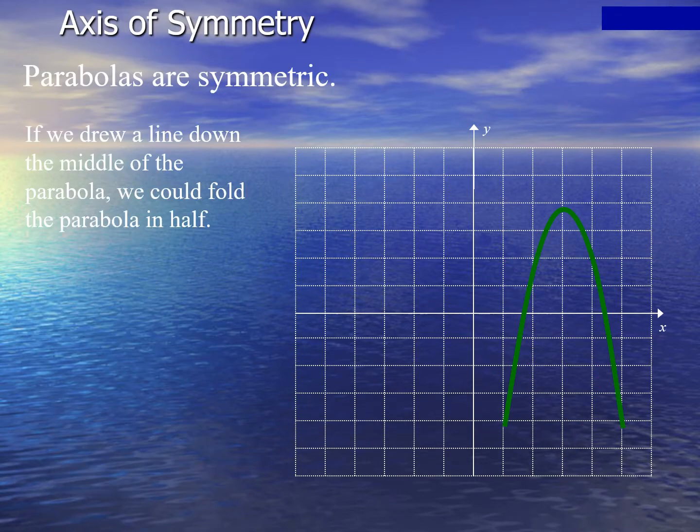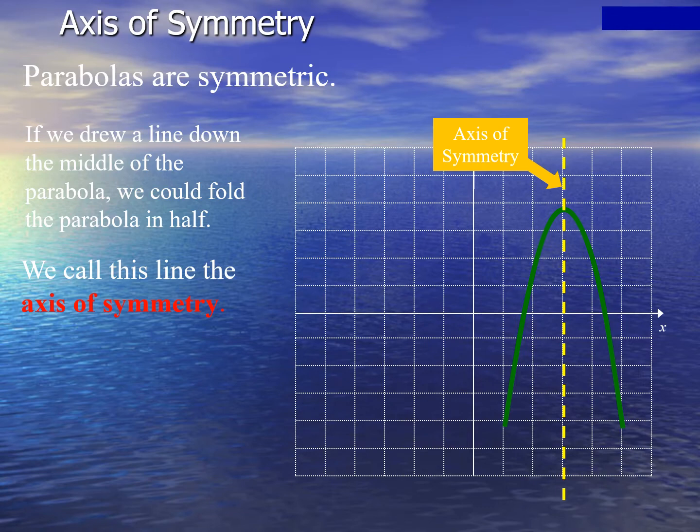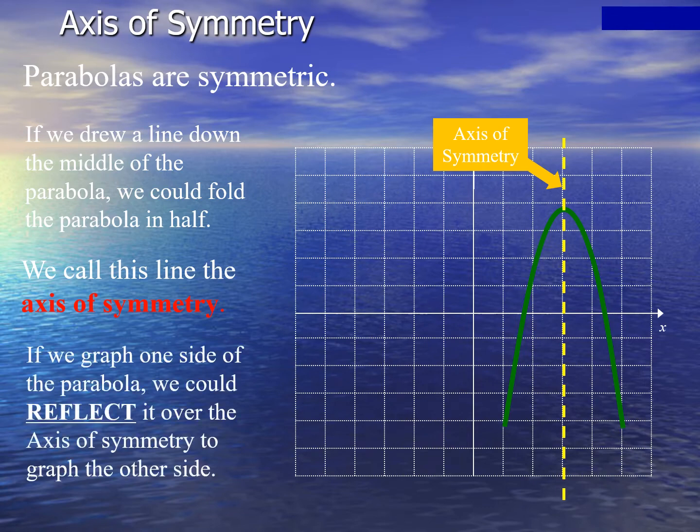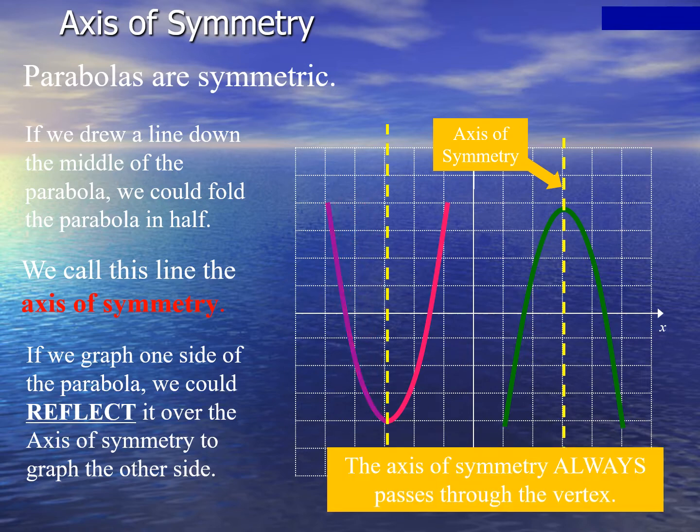Parabolas are symmetric. If we drew a line down the middle of the parabola, we could fold the parabola in half. We call this line the axis of symmetry. If we graph one side of the parabola, we could reflect it over the axis of symmetry to graph the other side. The axis of symmetry always passes through the vertex.